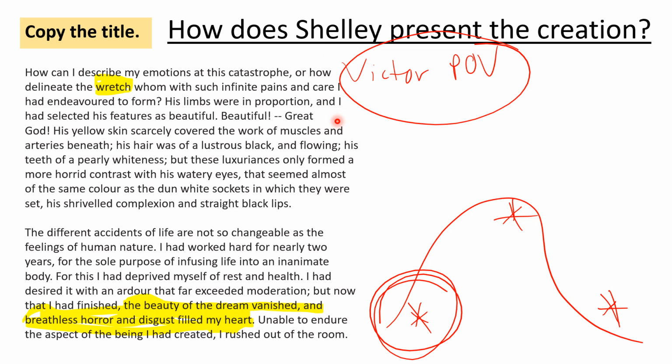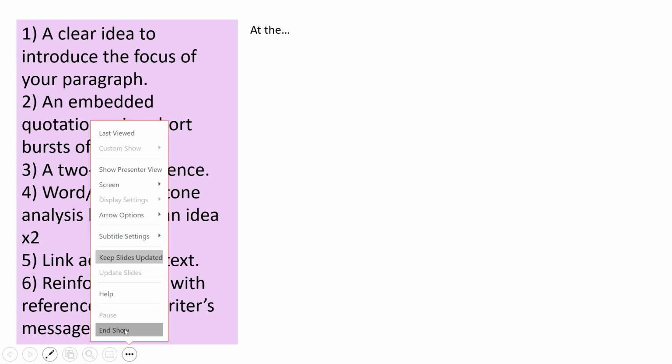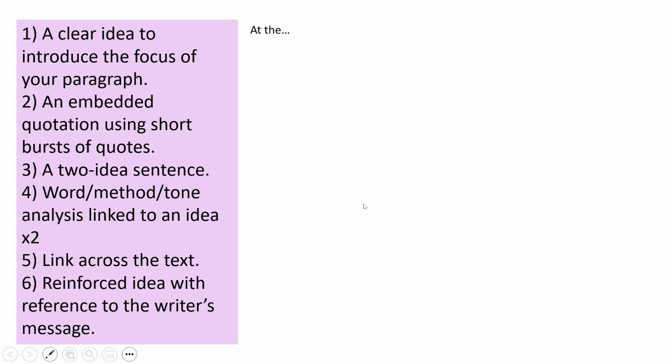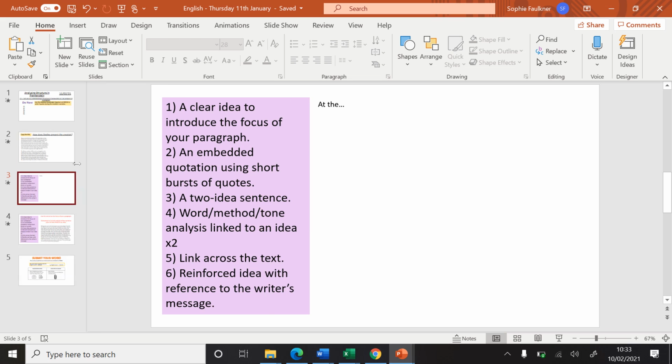So, this is the structure that we use. Remember, again, we are doing 2 idea sentences, but a greater focus on our analysis. That is where we're focusing the majority of our time when writing a paragraph. So I'm going to use those quotes that we highlighted to complete a paragraph.